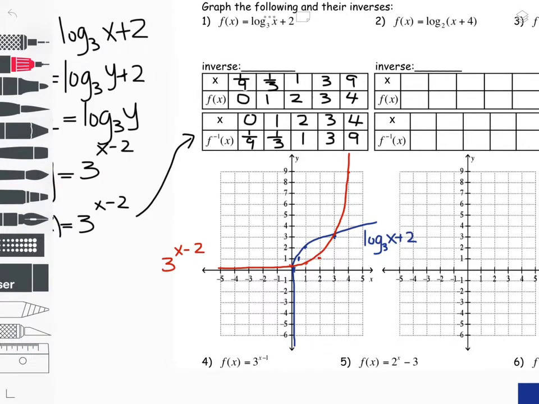Chapter 3 Review. Graph the following and their inverses. Number 1, f of x equals log base 3 of x plus 2.